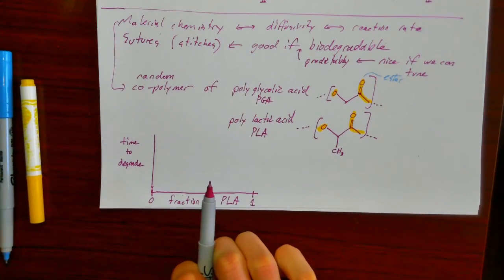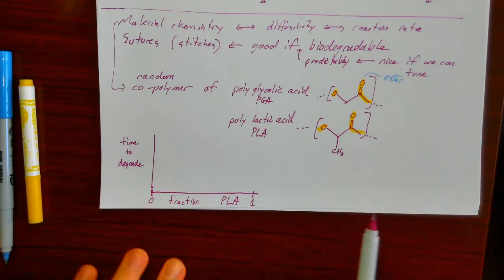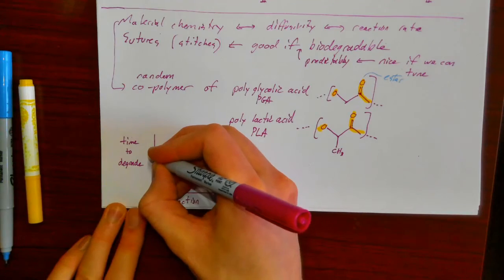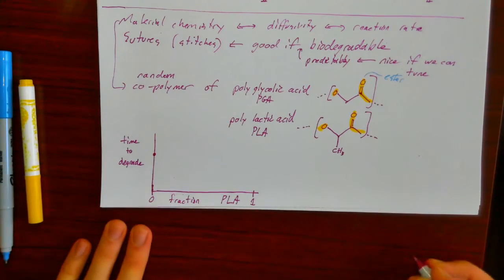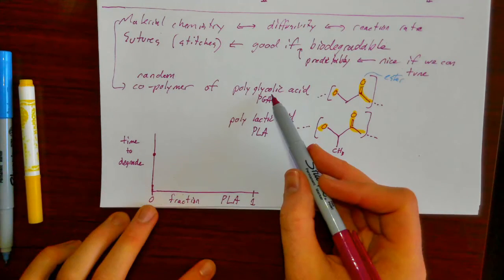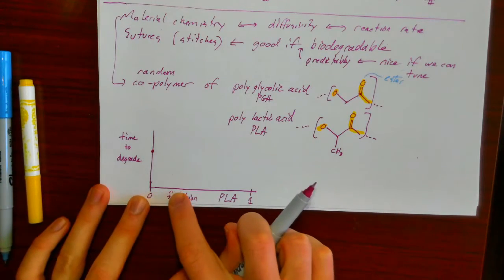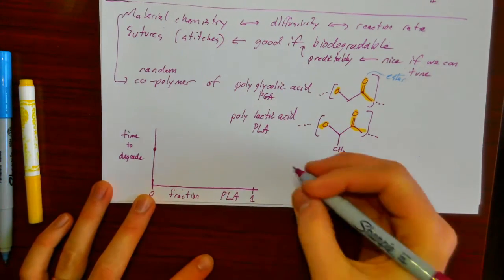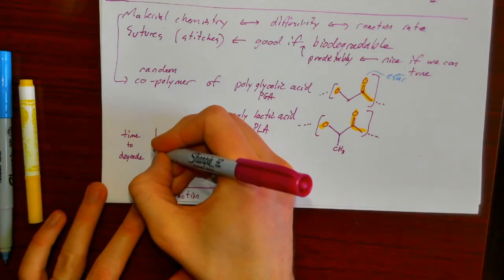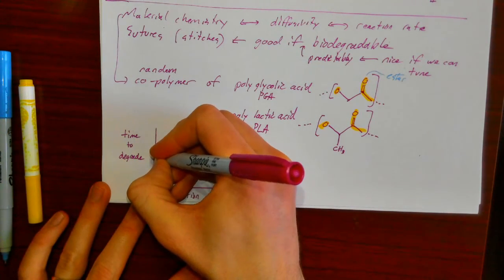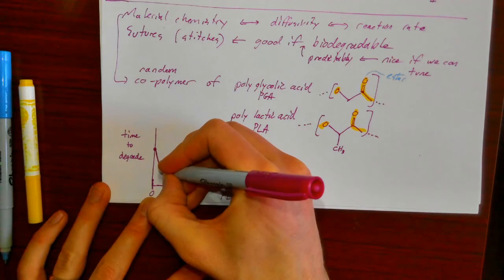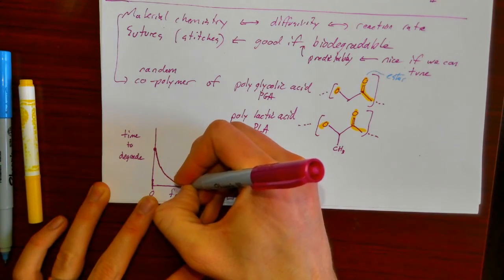All right, so I'll sketch the curve out. Are you ready for it? It starts out right here when you have all polyglycolic acid. And then as you start to include lactic acid, the time to degrade actually goes down. It starts degrading faster until we have a solid mixture.